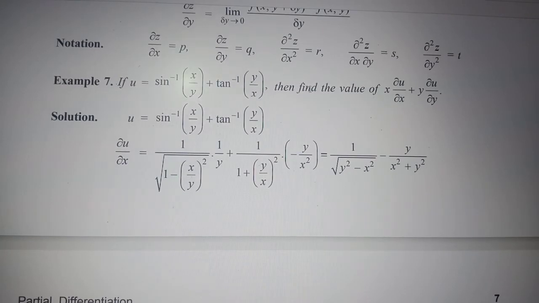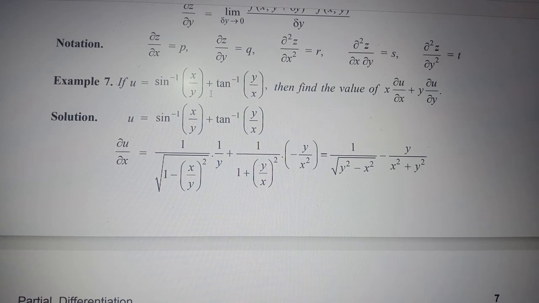If u is equal to sin inverse x by y plus tan inverse y by x, then find the value of x dou u by dou x plus y dou u by dou y. So we are considering u equal to sin inverse x by y plus tan inverse y by x. How to find dou u by dou x? We are finding the partial derivative of u with respect to x, so we are keeping y as constant.